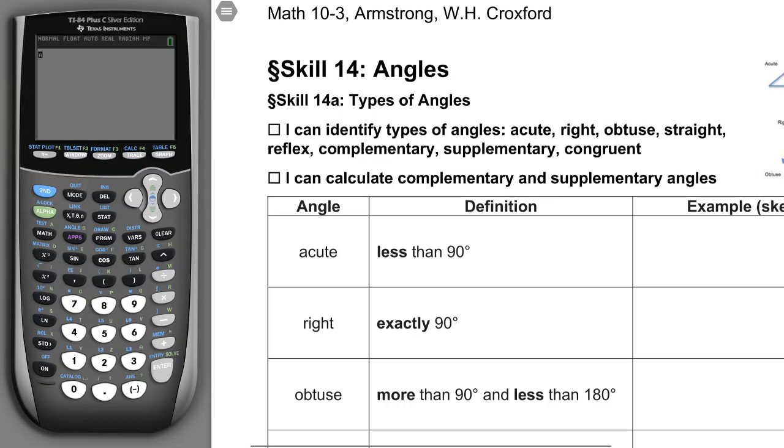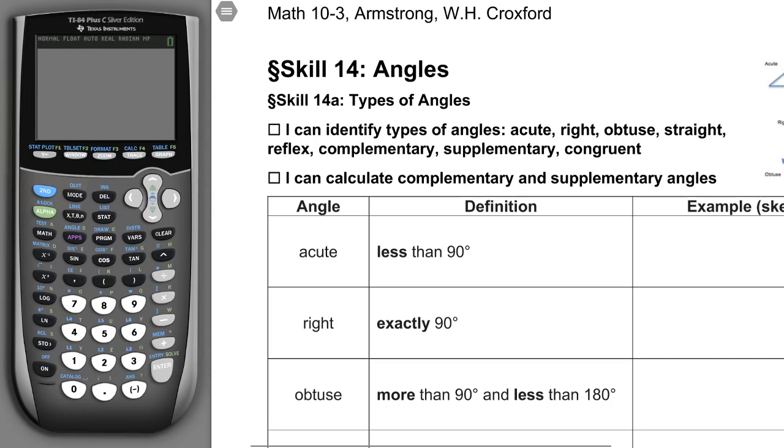Hi everyone! In this video we're going to talk about angles, particularly how to classify angles in different types. Acute angles, right angles, obtuse angles, straight angles, reflex angles, complementary angles, supplementary angles, and congruent angles. So that's just a lot of definitions, and the calculations for these are not too scary. The calculations are fairly simple. They're basically just using the definitions and then maybe hitting the minus sign button on your calculator.